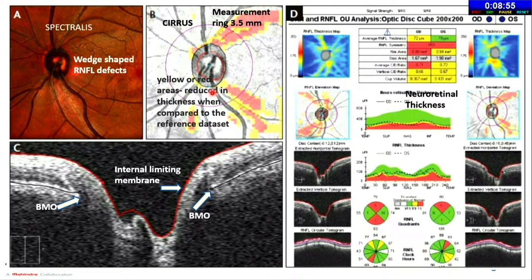So I'm repeating the same thing. And then you take the BMO, which has been measured, and also the internal limiting membrane. And after that, you can get in each sector what is the rim thickness. All of you awake? Yes or no?